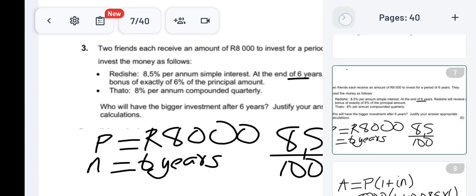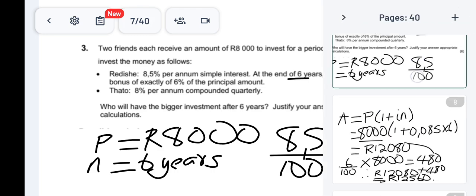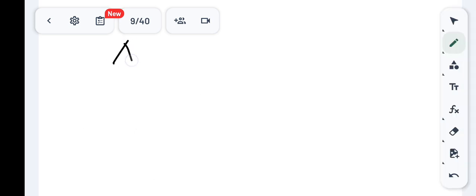And then Tato invests the money as follows: 8% per annum compounded quarterly. And the question was, who will have a bigger investment after 6 years? I'm assuming it's Tato, because Tato is using compound interest, and we just said compound interest is way better than simple interest. But let's see. For Tato, using compound interest at 8%, the amount is still the same: the principal amount is 8,000, and the period is still the same.